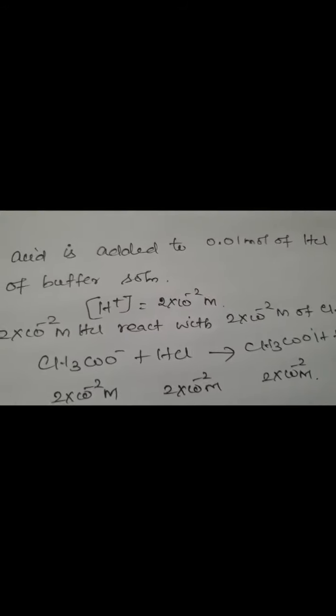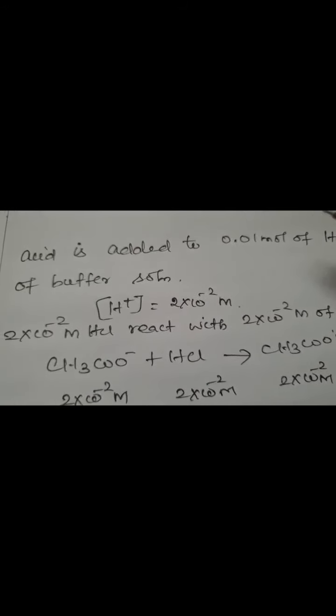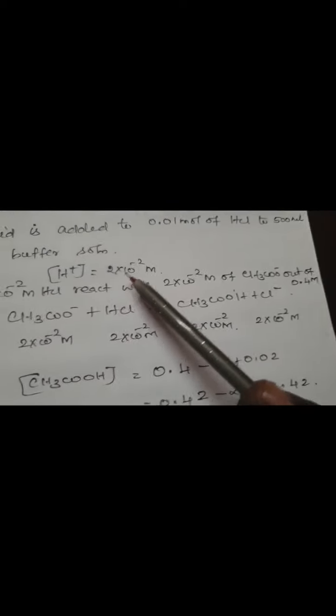Then one more question is also asked: when acid is added, what is the change in the buffer solution? Acid is added: 0.01 mole of HCl to 500 ml of buffer solution. The H plus concentration is already given as 2 into 10 power minus 2. Already we calculated that here, the H plus concentration is 2 into 10 power minus 2.